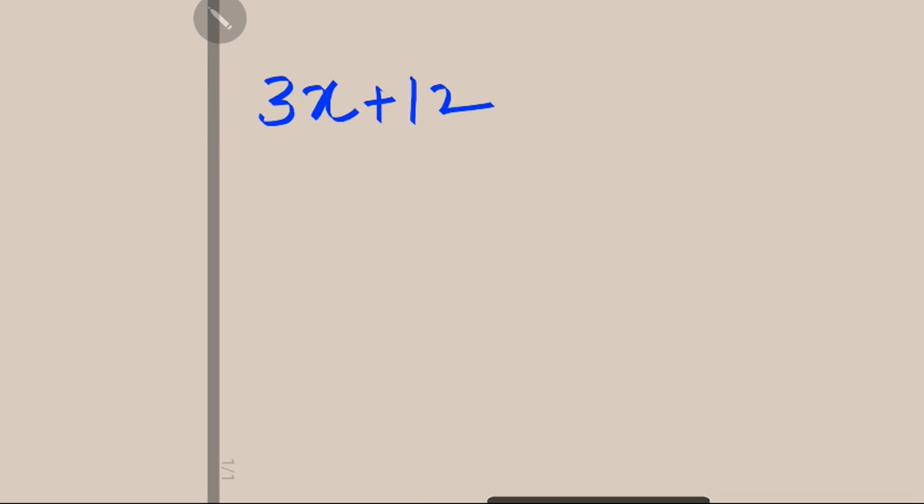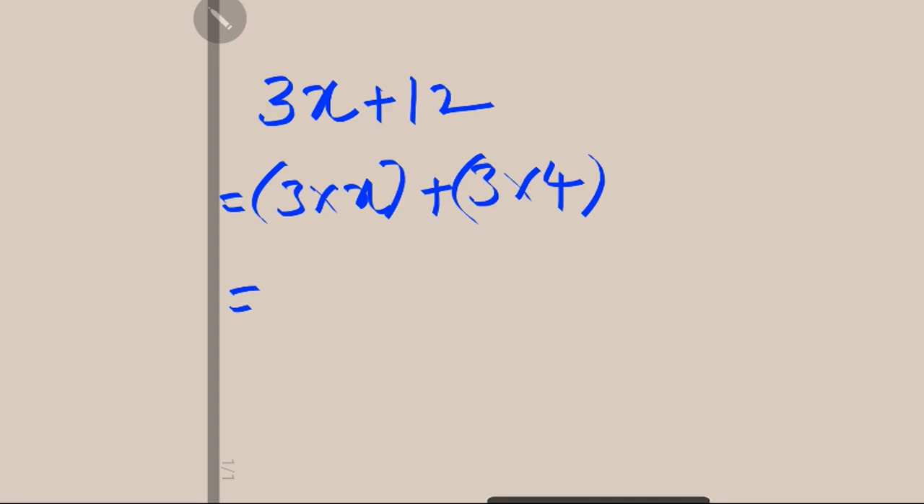Let us see how we can find the factors for an expression. Earlier we discussed single terms and found their factors, but here an expression is there. How can we do factorization for this expression? Let us see. First, for each term I'll find the factors. Here 3 into x, and for 12 we can write 3 into 4. Now you see, this is one term, this is another term. In these two terms, what is the common factor? Here 3 is the common factor.